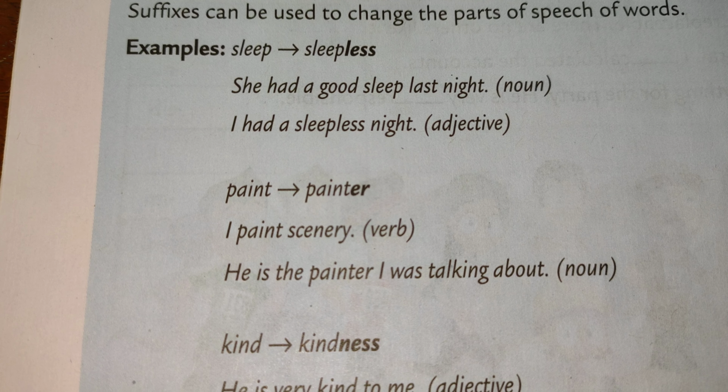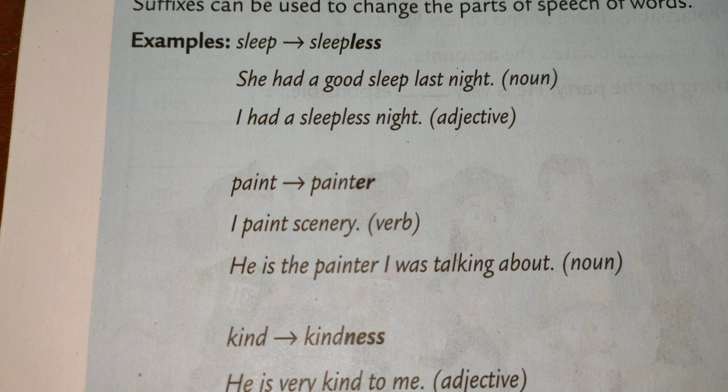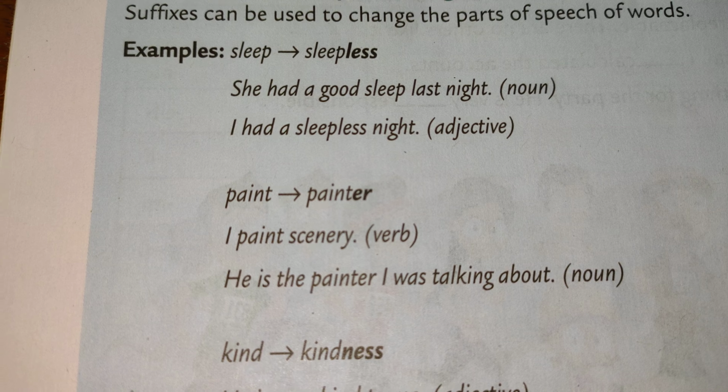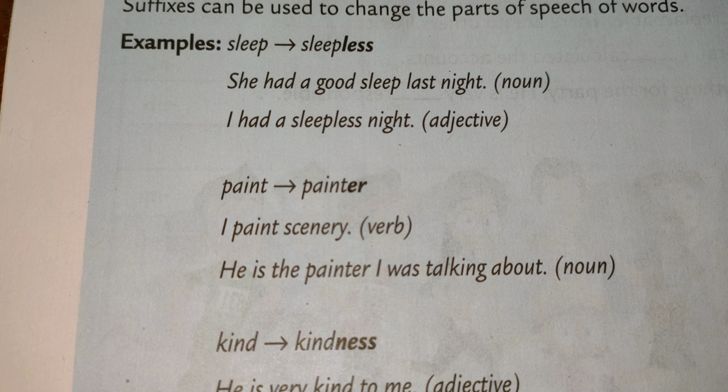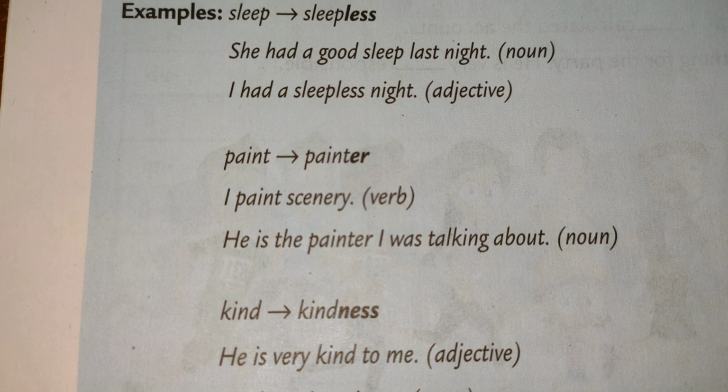But if you see in the second sentence, I had a sleepless night. In this, the sleepless is actually the adjective which is telling us about the night, what kind of night that was. So that was the sleepless night.